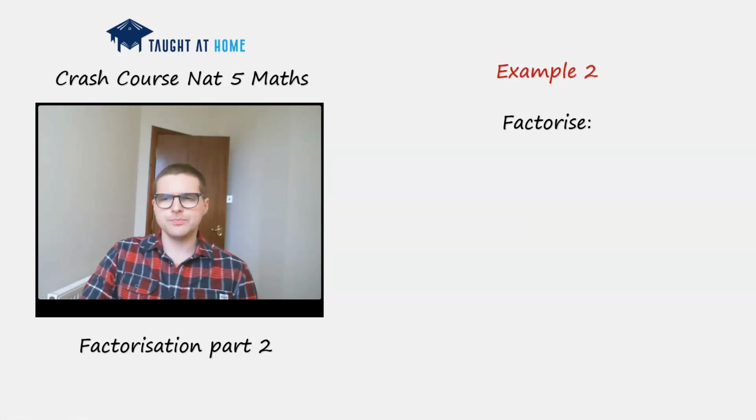Example 2. Factorize 16d plus 4. Okay, so 16d and 4 are both multiples of 4, so we can factor 4 out. What we're left with is 4(d plus 1). And when you multiply the brackets out, you'll get back to this.